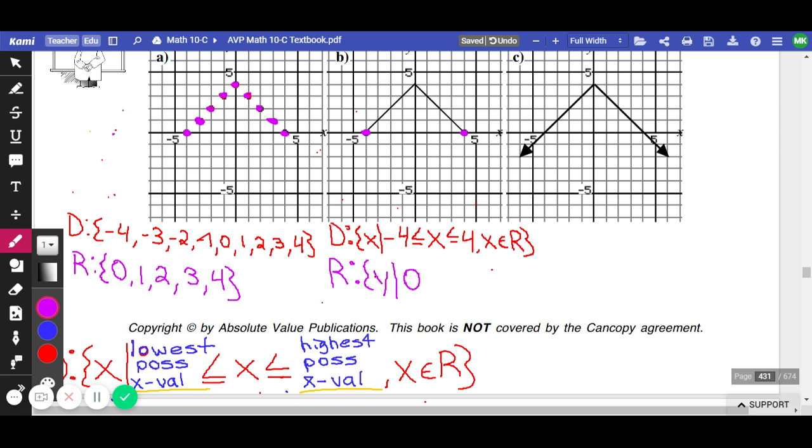Then I do the same symbols. I change my x to be y. And my second blank is the highest possible y value I could have. The highest this graph ever goes is right here. Right? It doesn't go above that marker. That marker is at positive 4. Then I say comma, y is an element of the reals. That's how you would use domain and range for a graph, for a continuous graph.